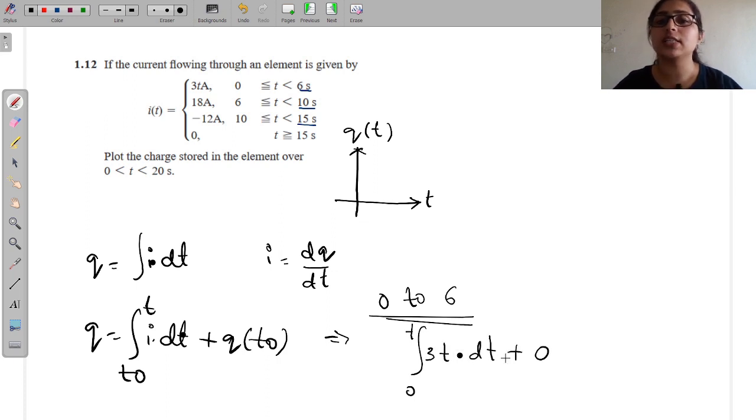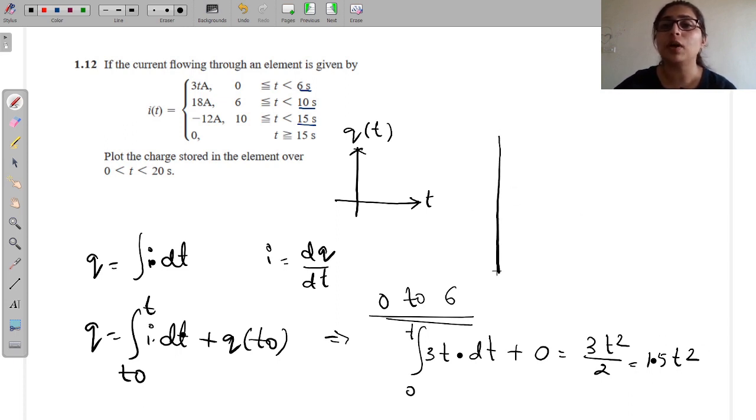What is the initial charge? It is 0 coulomb. So it will be 3t square by 2. So this is 1.5 t square, because only this will matter. Obviously if you substitute 0, it will become 0. So 1.5 t square is the parabola.